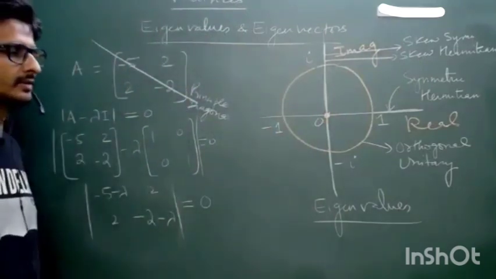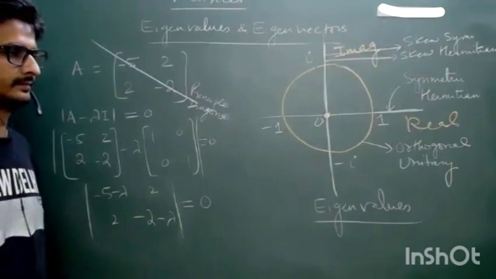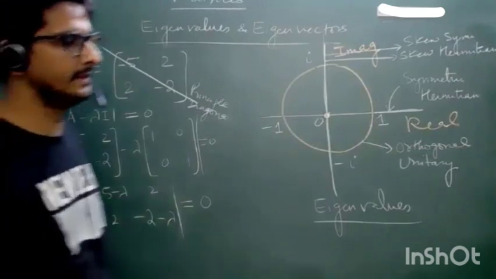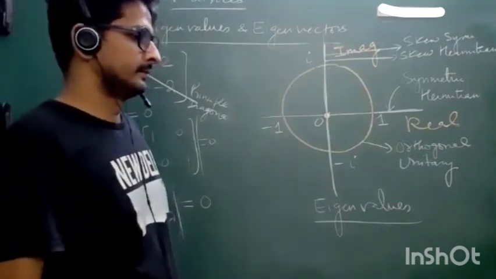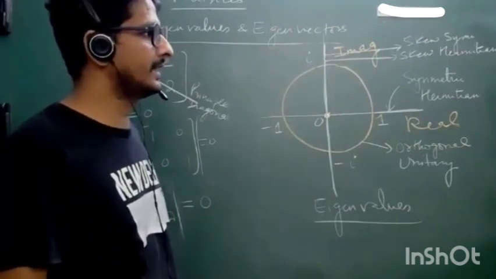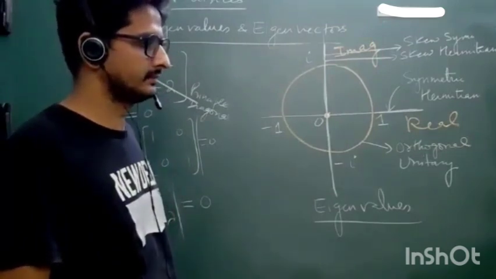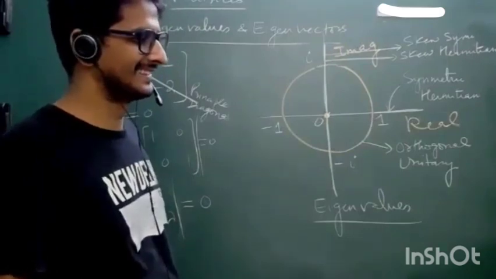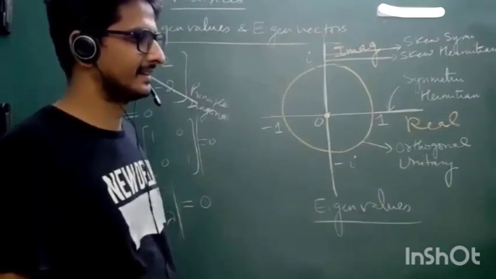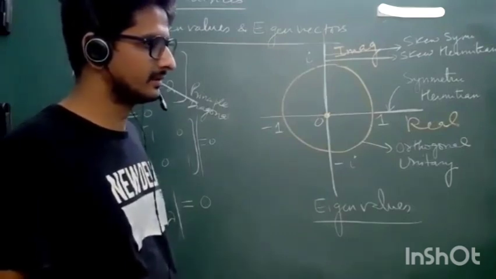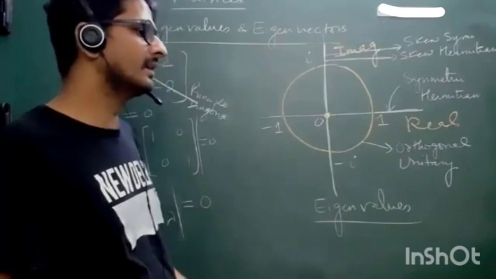Can they be complex also? No, sir. Tell me. Can the values be complex also for skew symmetric and skew Hermitian matrix? Yes or no, bhai? Tell me. Yes. No, sir. Yes. How can it be yes?